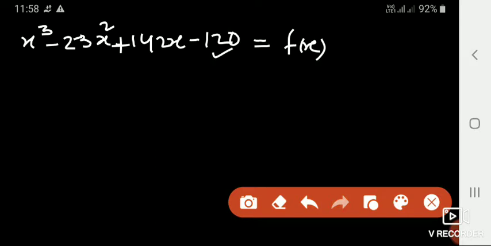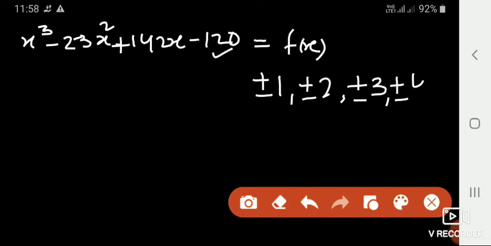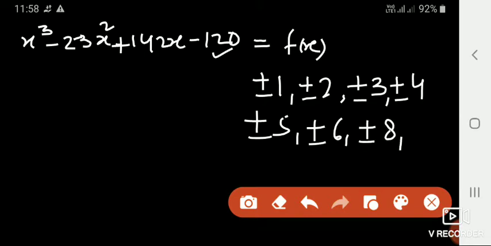Now see, I am going to substitute the value of x. Place the value of x: plus 1, minus 1, factors of 120, plus 2, minus 2, plus 3, minus 3, plus minus 4, plus minus 5, plus minus 6, plus minus 8, plus minus 10 and so on, plus minus 12. These are the factors that, when substituted in place of x, if the value of the polynomial becomes 0, then that value of x leads to one of the factors of this polynomial.